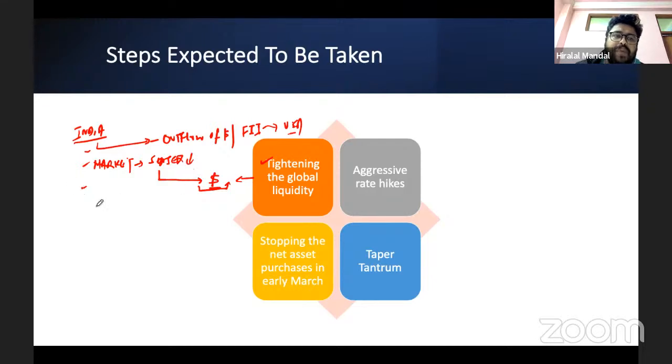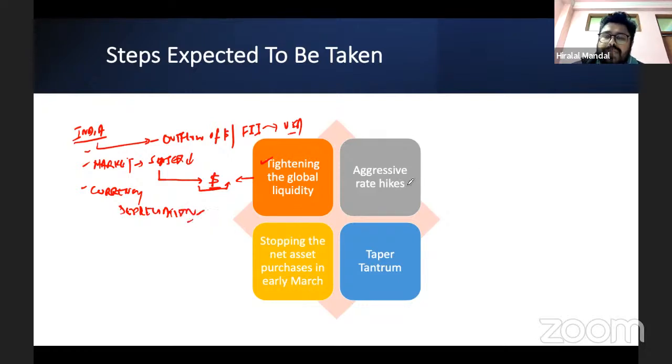This will also have implications on other factors. Once the outflow of dollars starts happening from our country, it will also affect the currency. This may cause currency depreciation in the country. So there is a fear of currency depreciation. All right, this is how it happens.